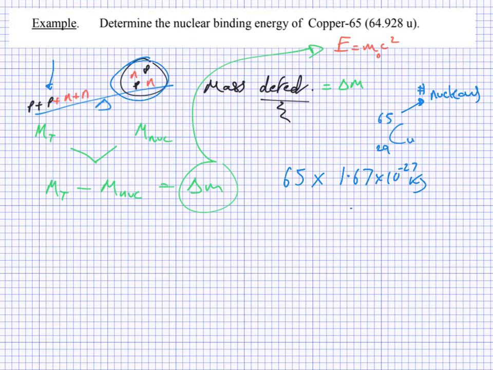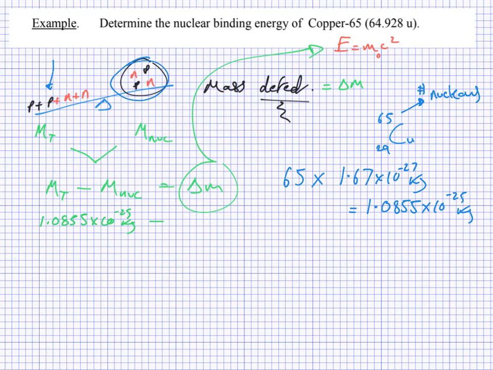Okay, and so that gives us a separate mass, an individual mass of all of the constituents of copper 65 of 1.0855 times 10 to the negative 25 kilograms. Okay, so that's going to be our total mass. I'm going to bring that over here. Let's put it in. We'll do it in green. So we have the number 1.0855 times 10 to the negative 25 kilograms.